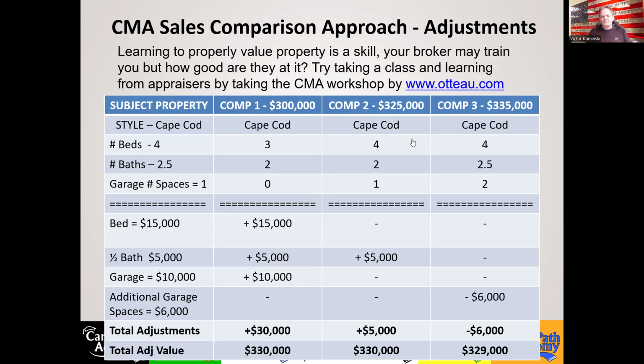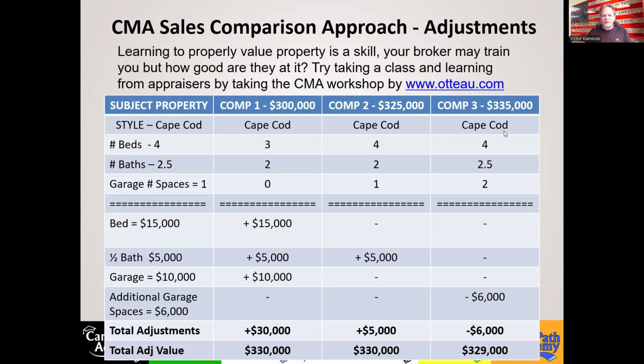Now the comp 2, it has 4 bedrooms like the subject. It has 2 baths and 1 garage space. So it needs a half bath. So we'll make the adjustment by adding to its value because it's missing a half bath. So it sold for $325,000. A half bath would be $5,000. So add that $5,000. It makes it $330,000 as the total adjusted value. Now we're starting to get a picture of the price range that this house should be listing for. And I mean, we already have a price range between $300,000 and $335,000, but we're trying to make a more accurate price range with these adjustments.